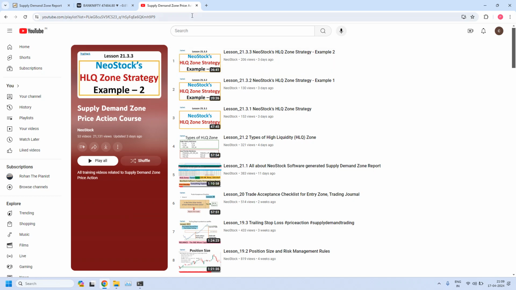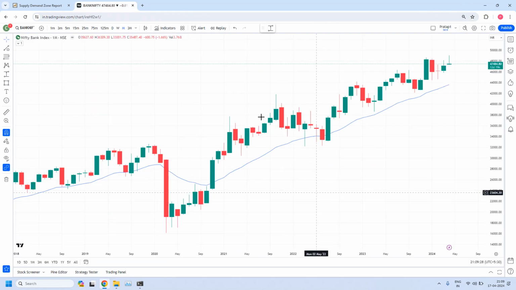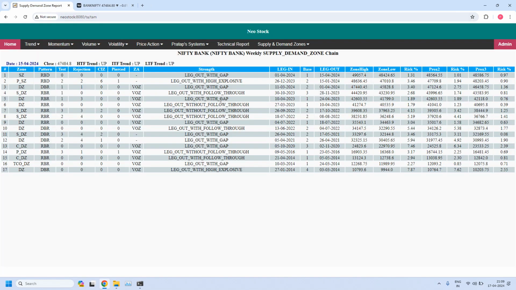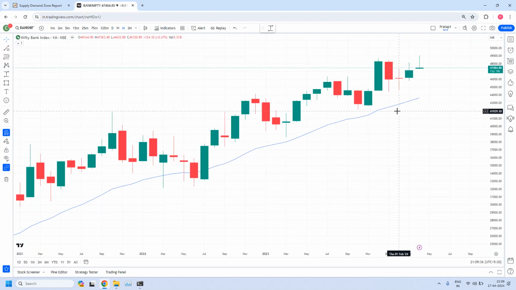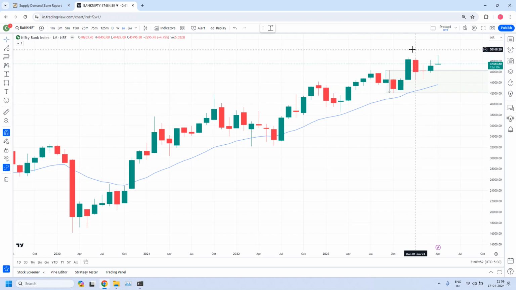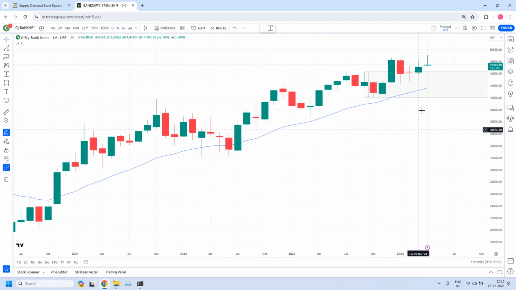Now let's get into the analysis of Bank Nifty. Let's start our analysis from monthly time frame. So in monthly time frame, we already identified a monthly zone: drop, 3 base candles and a rally. So let me draw this zone. This is a monthly demand zone, and this is already having EMA confluence, and also it is not having any supply zone, so it is an all-time high monthly demand zone. So prices are near to this monthly demand zone.